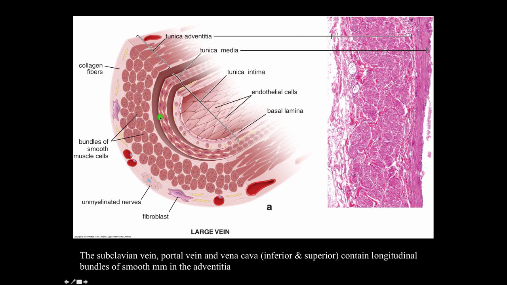The subclavian vein, portal vein, and vena cava, the inferior and superior vena cava, are the largest veins, and they have an interesting histology related to the tunica adventitia. There are bundles of smooth muscle in the tunica adventitia of these large veins. Here you can see that on the histological section like this. This is actually tunica adventitia from here all the way down like this, and these bundles of smooth muscle run longitudinally through the vein, so they're actually running parallel to the way the blood flows in the vein. Here's a little bit of the tunica media and just the very scant tunica intima in these large veins.